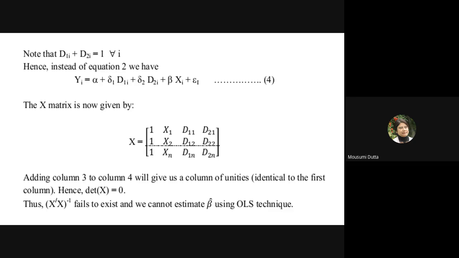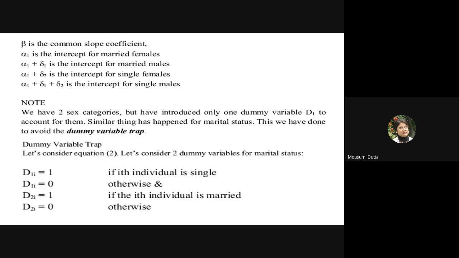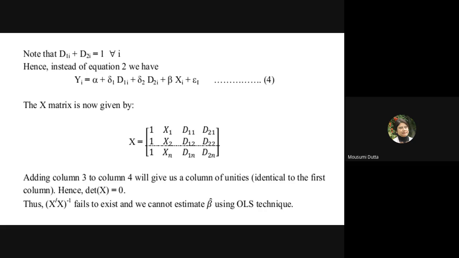Note that D1i plus D2i is equal to 1 for all i, because these are mutually exclusive. So when D1i is equal to 1, D2i is equal to 0, and when D1i is equal to 0, that means D2i is equal to 1. These categories are mutually exclusive. So when you are defining two dummies, when one dummy takes the value 1, the other dummy takes the value 0. So the sum of these two dummy variables, D1i plus D2i, is equal to 1 for all i.